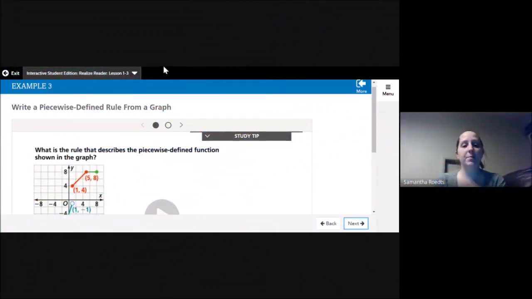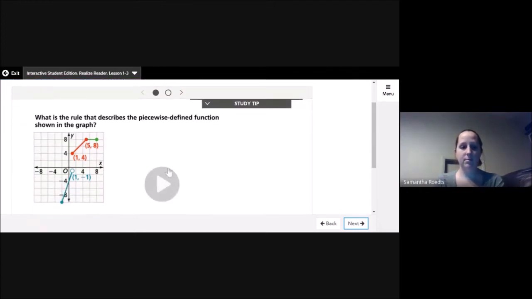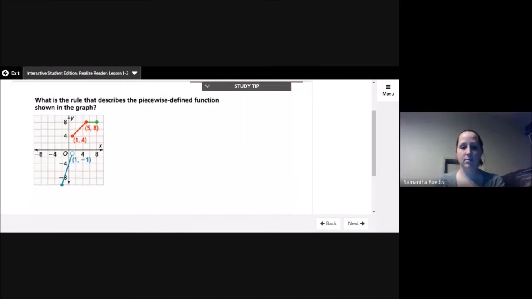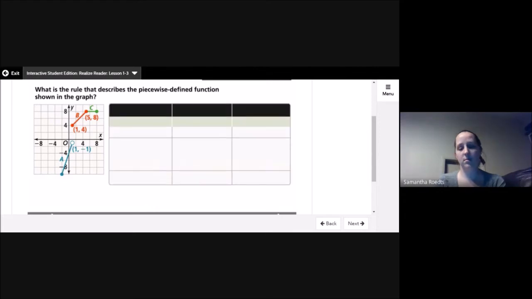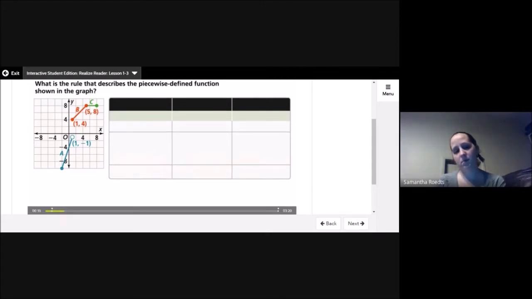All right, example 3, write a piecewise defined rule from a graph. What is the rule that describes the piecewise defined function shown in the graph? There are 3 separate linear pieces that make up the function. You can find the function and domain for each linear segment, then combine them to write the rule for the piecewise graph.